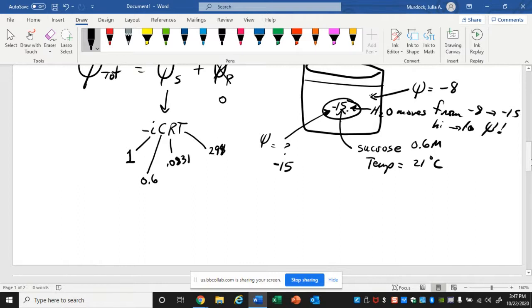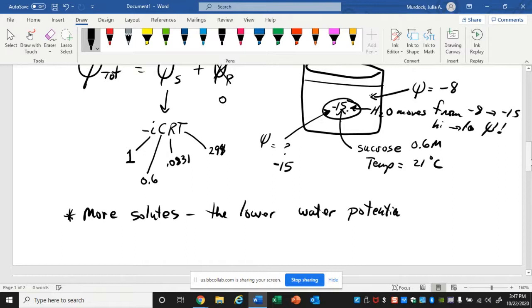Actually, the more solutes you add, the lower the water potential. And that's because solutes kind of bind the water molecules up and prevent them from moving. So that lowers their energy, which is really what water potential is. It's a measurement of energy. So the more solutes you add, the more negative, the lower the water potential goes.